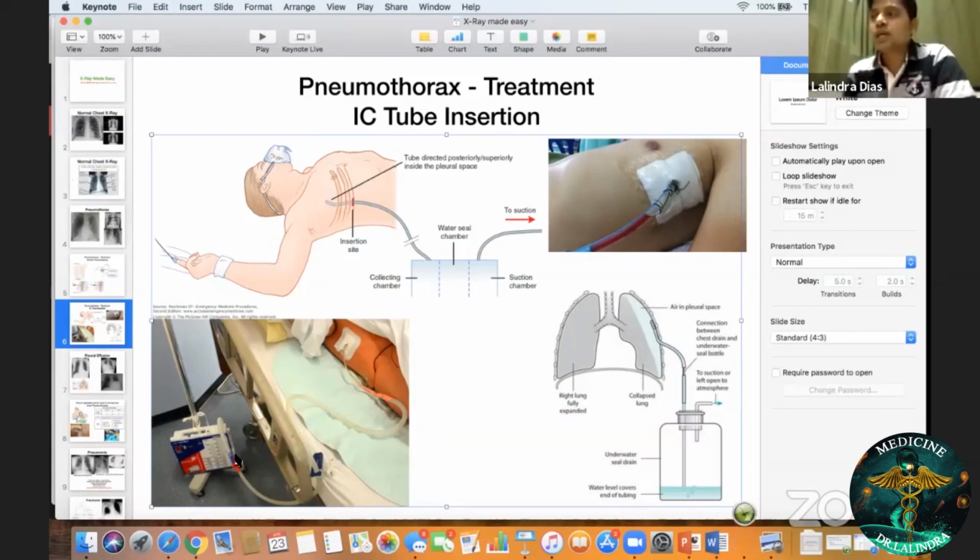Okay, so I have given you the causes of pneumothorax. I have discussed the clinical features of pneumothorax. I have taught you the X-ray findings of pneumothorax. I have taught you the immediate management of pneumothorax, which is needle thoracostomy. I have taught you the long-term management of pneumothorax, that is inserting an IC tube and connecting to an underwater seal. Okay, so that is pneumothorax, a very important topic.